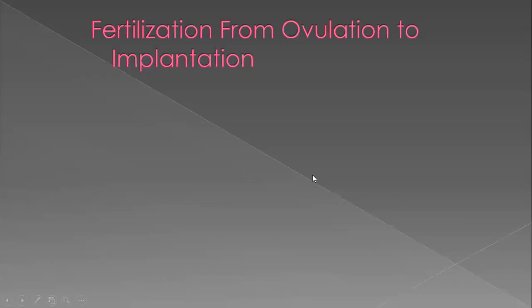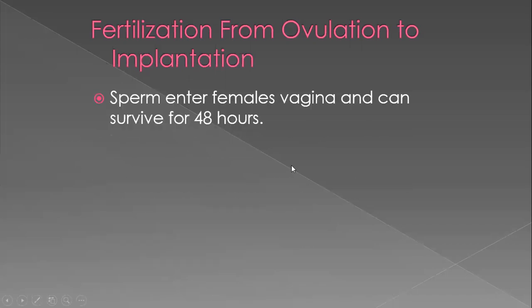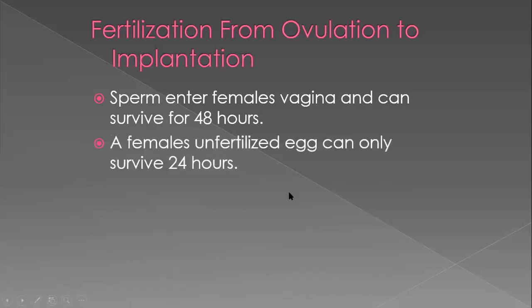All right, fertilization from ovulation to implantation. Sperm enter the female's vagina and can survive for 48 hours. So sperm can live inside the woman's body for 48 hours. That's 2 days. A female unfertilized egg can only survive for 24 hours. So the period when a woman is fertile is about 24 hours, something like that.